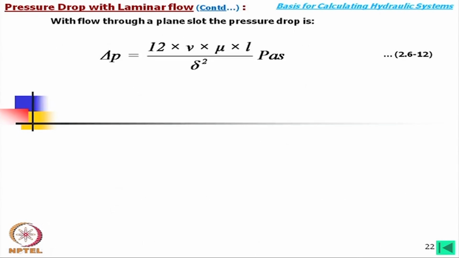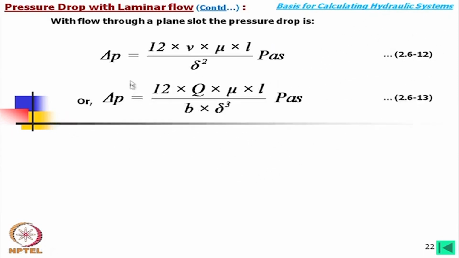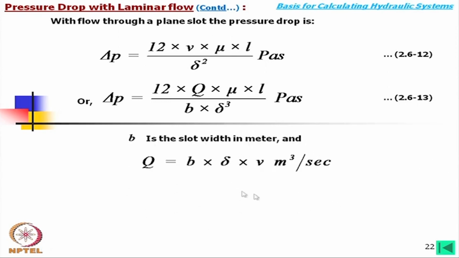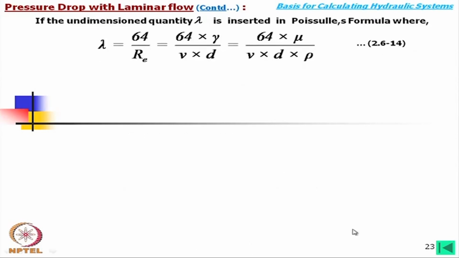With flow through plane slots, the pressure drop is, now we have considered a slot, and in that case this is the slot height. In terms of flow rate this equation is converted into that, where B is the slot width in meters and Q is given by this. That means here the area is B into delta: this is the slot height, this is the width, and v is the velocity of the fluid. Then we need to calculate a factor.